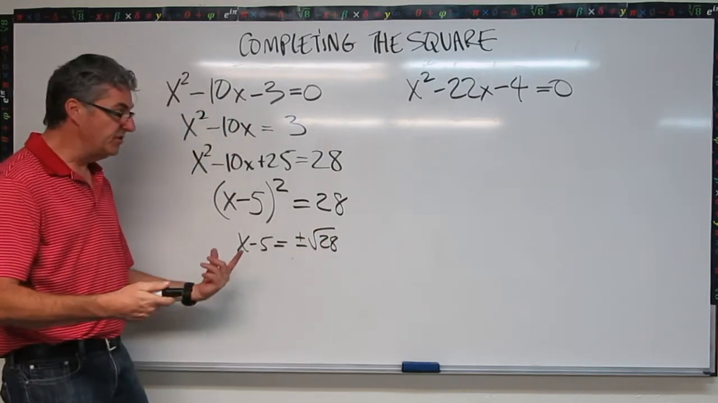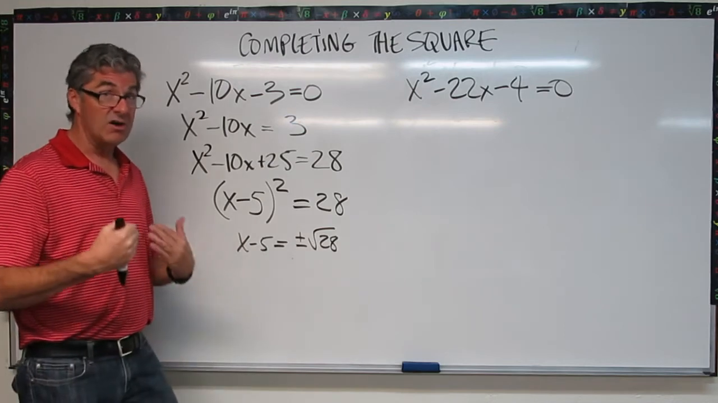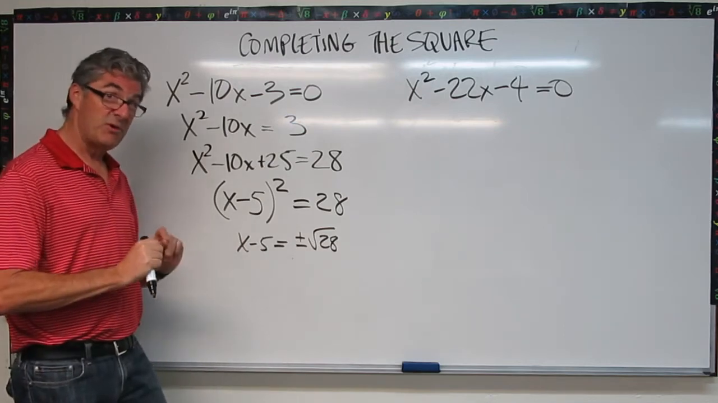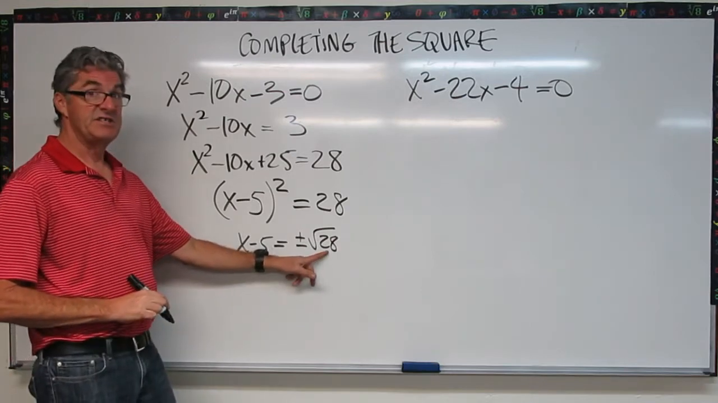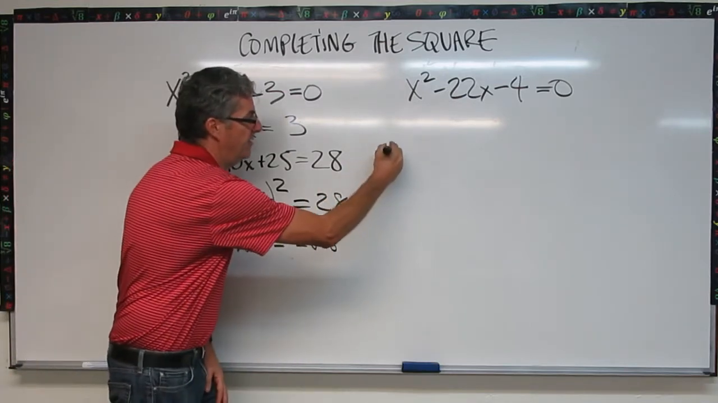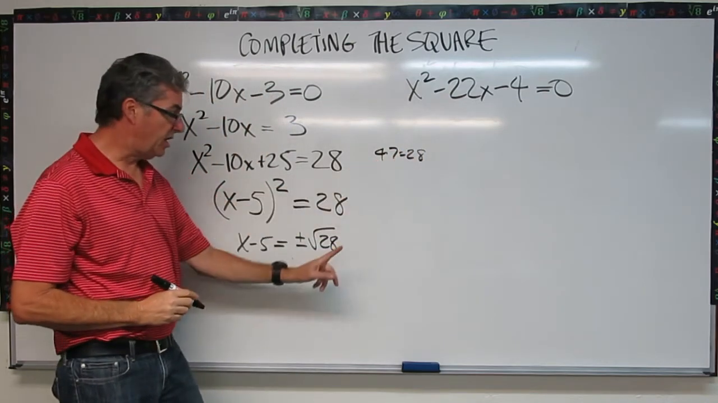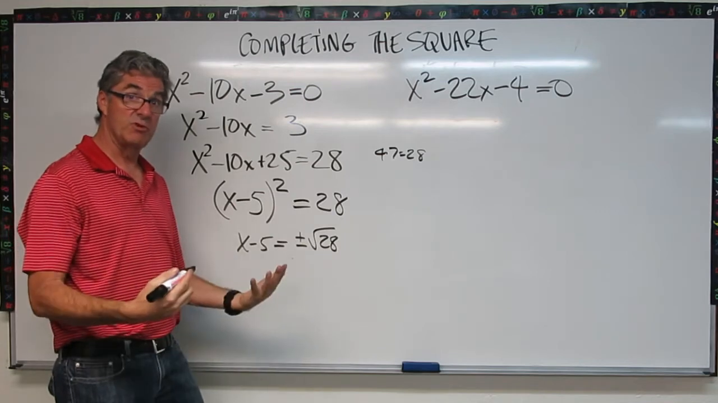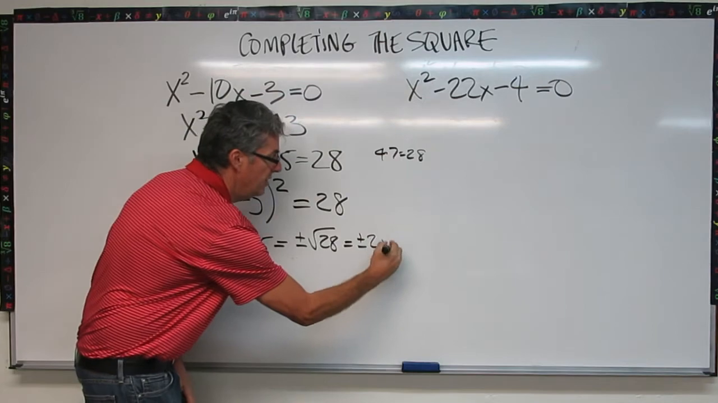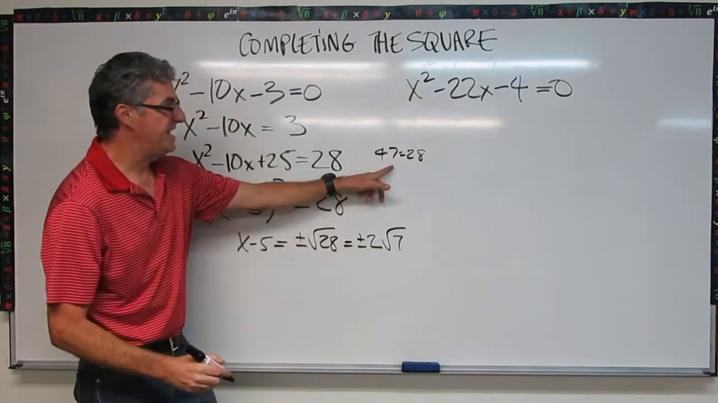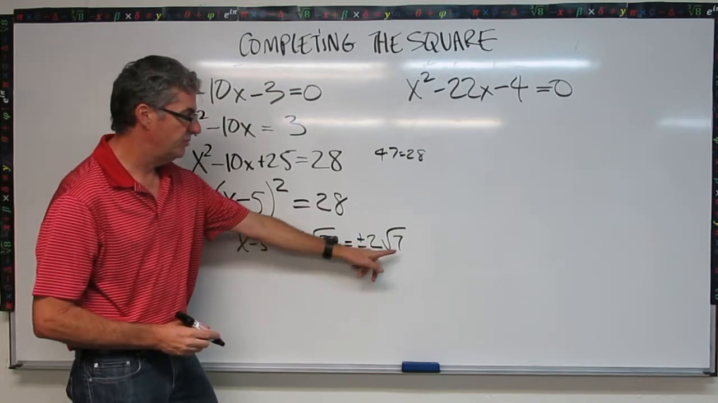Now I'm going to take the opportunity to simplify this radical because I can. And remember, you are on the hook for doing that. You won't lose a lot of points if you don't, but you'll lose something. 28 is 4 times 7. 4 is a perfect square, so it can come out of the radical as its square root, which is 2. So this winds up being plus or minus 2 root 7, because the 7 stays in the root. So I have x minus 5 equals plus or minus 2 root 7.